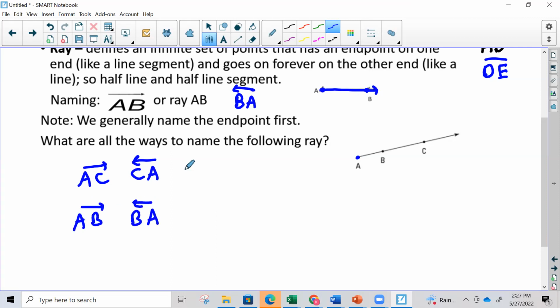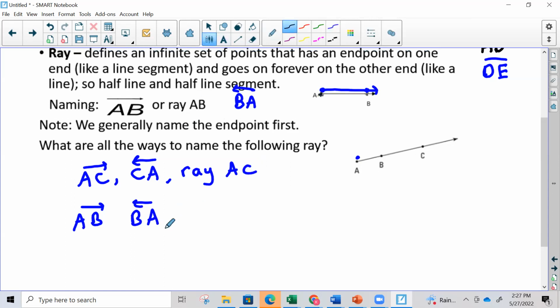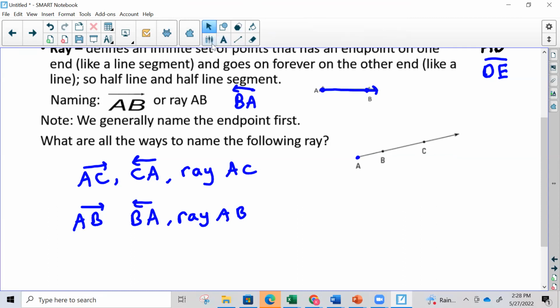And then again, I could do BA. Now I could also say ray. If I say ray, I have to start with the endpoint, so I would say ray AB or ray AC in this case. Now, one thing I can't do is say BC, because if I say BC, then I'm starting here and I'm missing this part of the ray. So if I want this entire ray, I always have to have A in my naming.